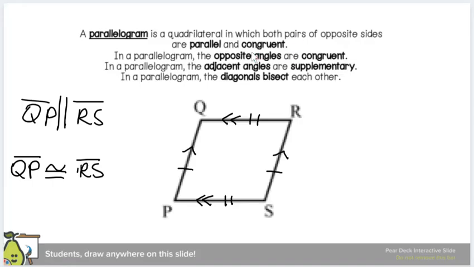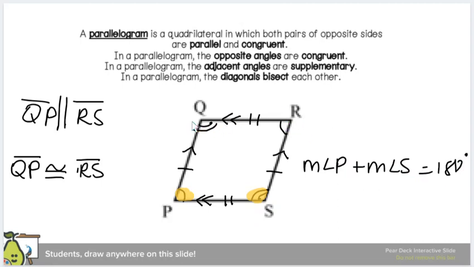Another property that we have in parallelograms, so the opposite angles are congruent. So angle P is congruent to angle R, and angle Q is congruent to angle S. In parallelograms, the adjacent angles are also supplementary. So what that means is the angle P plus the angle S must add up to that total of 180. So if I have the measure of angle P plus the measure of angle S, it will equal 180 degrees.